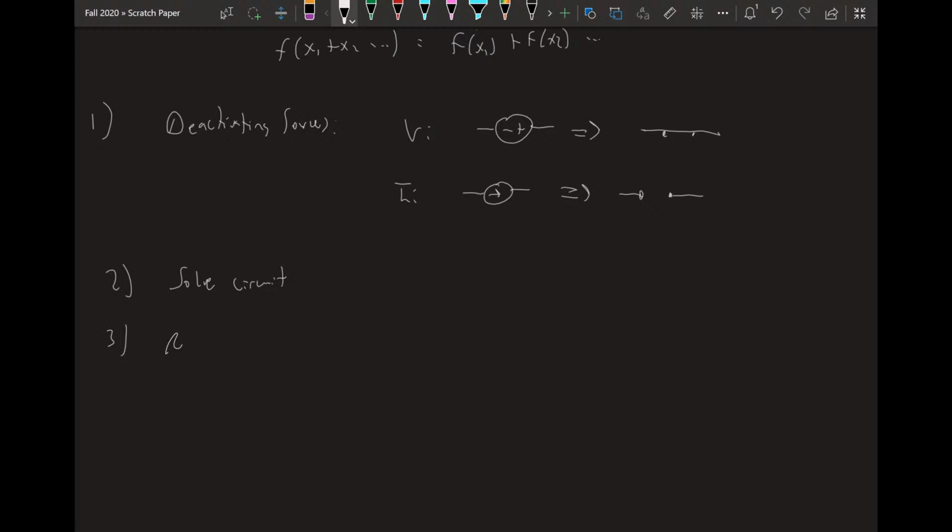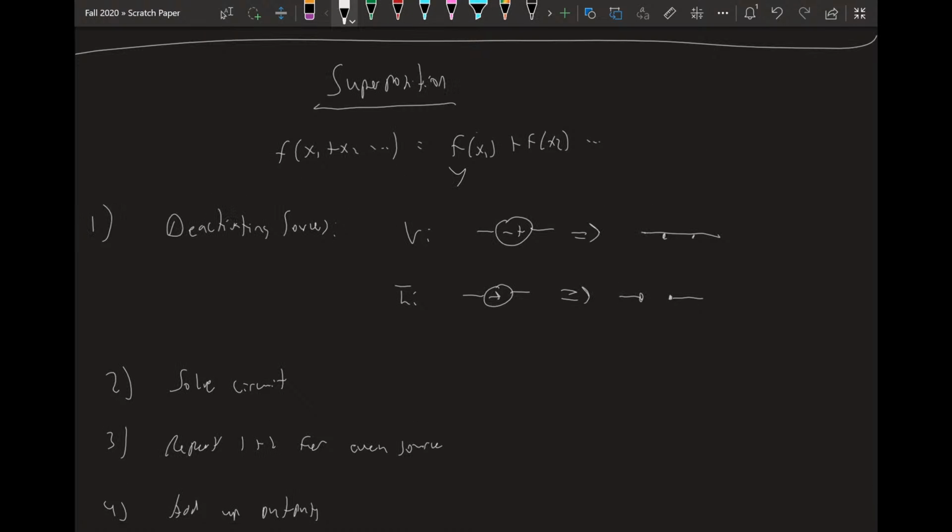Then you want to repeat 1 and 2 for every source until you use them all up. And then you're going to add up all the outputs, because every output you found was just one part of the superposition. And to get the total, you want to add them all up.